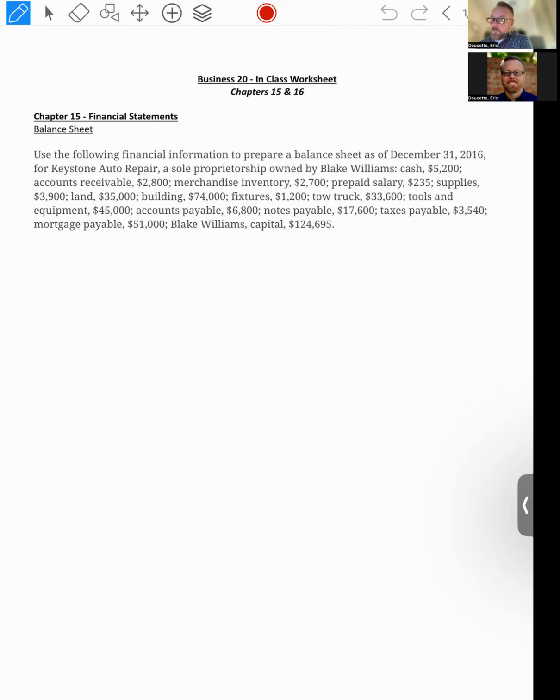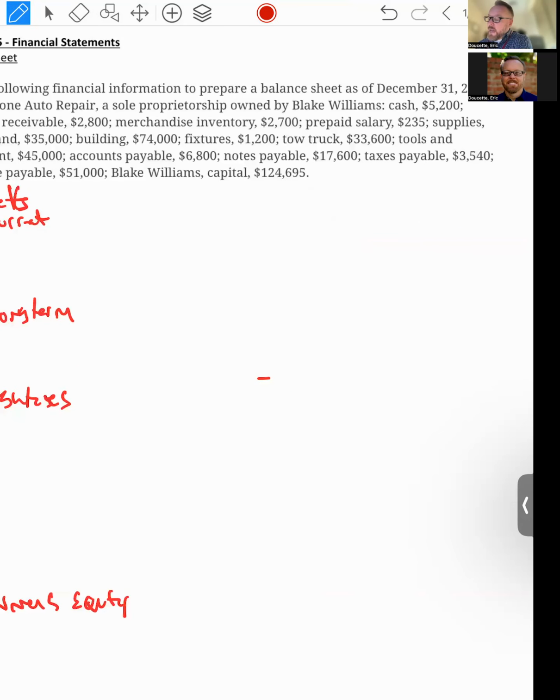So again, if we were to break it down, we would just put assets. And then we would have liabilities. And then we would have owner's equity. And remember, these need to equal these added together. So again, assets are broken into current assets and then also long-term. So current assets are the first things that are mentioned here, cash.